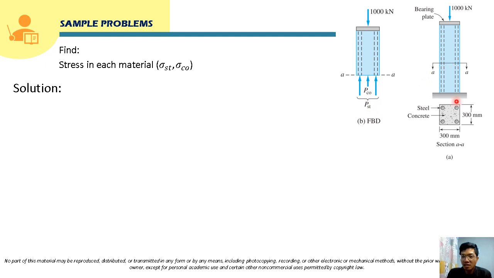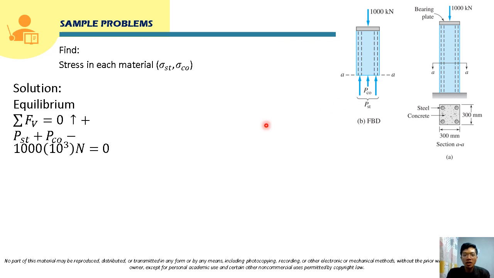Okay, so the forces here in these 4 steel bars, let's say, are represented by force PST. From here, class, we are going to generate the equilibrium equation. So, summing up forces vertically here, all the forces representing these 4 steel bars will be PST.